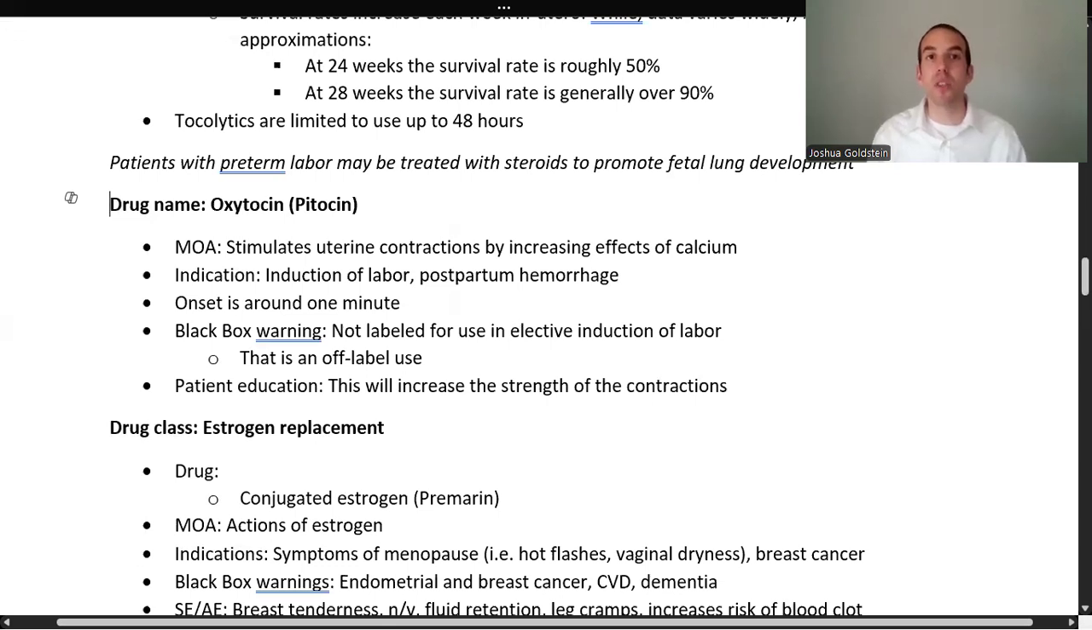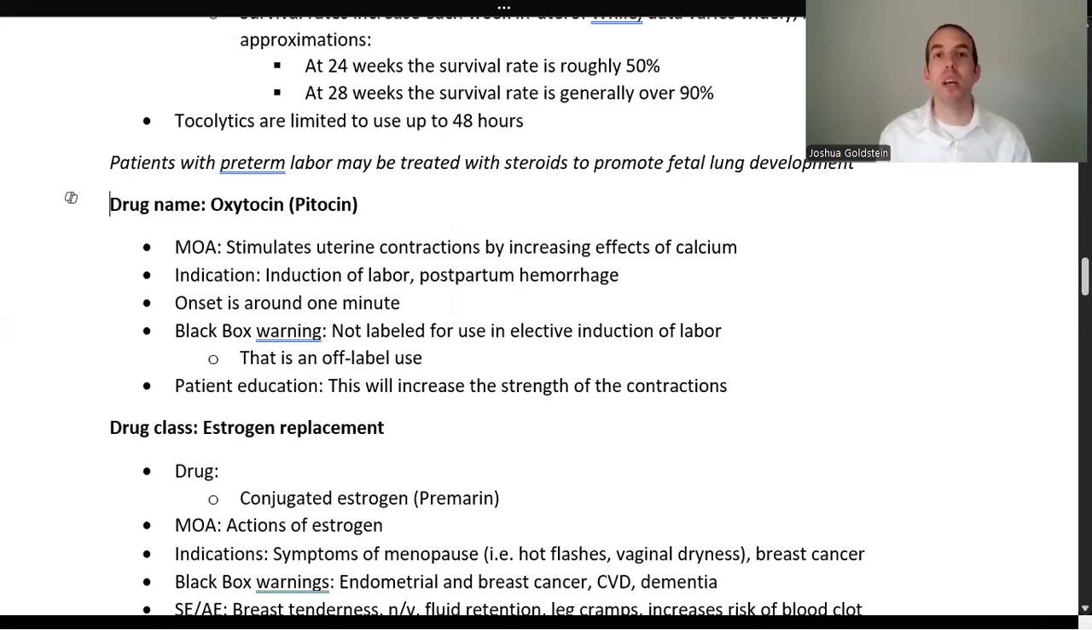Just so you know, as a nursing student, roughly at 24 weeks, if a baby is born in a high-level NICU, the baby has, amazingly, roughly a 50% survival rate, which is unbelievable. At 28 weeks, again, assuming they're at the highest level NICU or at an appropriate level NICU for 28 weeks, which might be a level 3, I'm not sure, a 3 or 4, that child already has a 90% survival rate. So really outstanding. Tocolytics can only be used up to 48 hours.